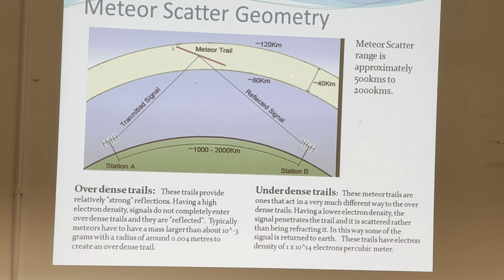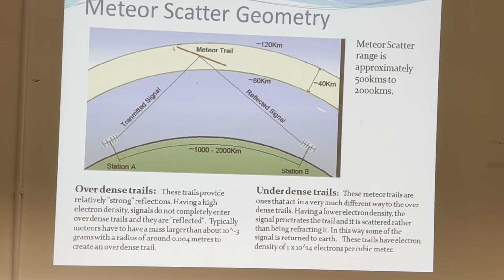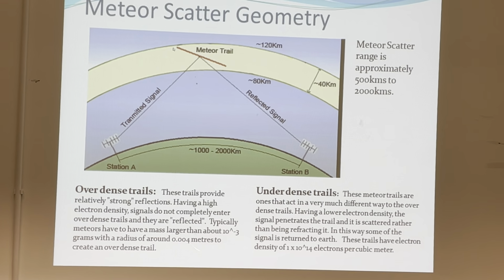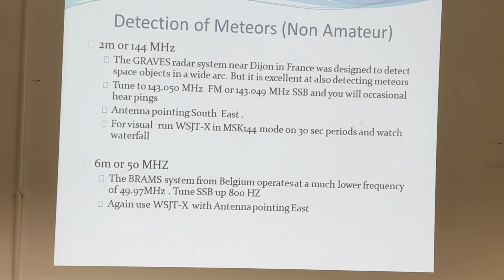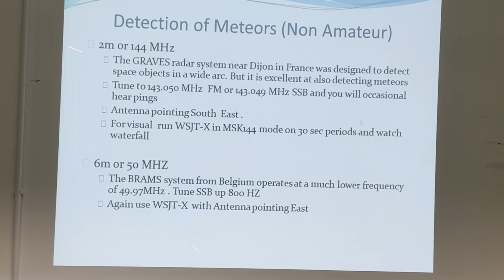This is very much, as you've probably noticed, like sporadic E. The only difference is it's not the sun that's ionising it, it's meteors coming in and doing it. Right. Off to the side a little bit, if you just want to hear meteors, not on the amateur band, there are 2 ways you can do this.